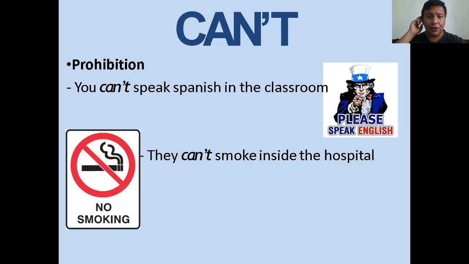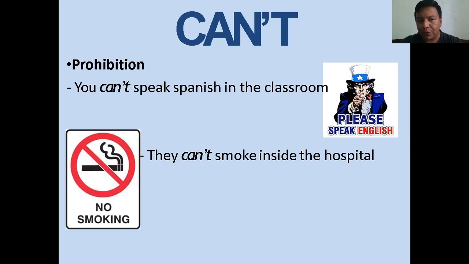Can't for prohibition. Remember that can't is the abbreviation, a contraction of cannot. As you can see there in the picture, we have "Please speak English." That is an order, right? In most cases in English class, teachers ask for that. Please speak English. So you can't speak Spanish in this classroom. You can't speak Spanish in the classroom.